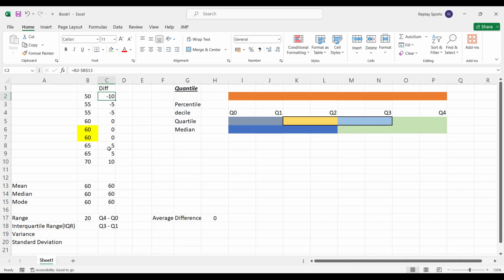So when you look at this number, what does it mean? Oh, no deviation, no difference, 0 difference. That means it is exactly the mean value. Is it correct? No, it's not correct.